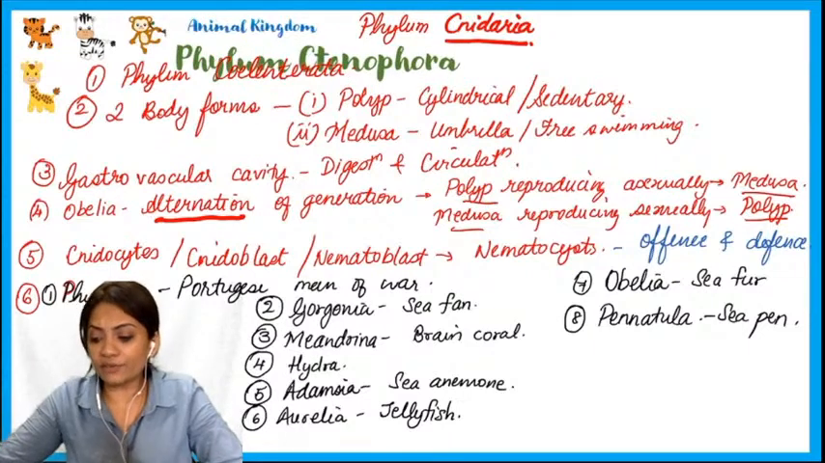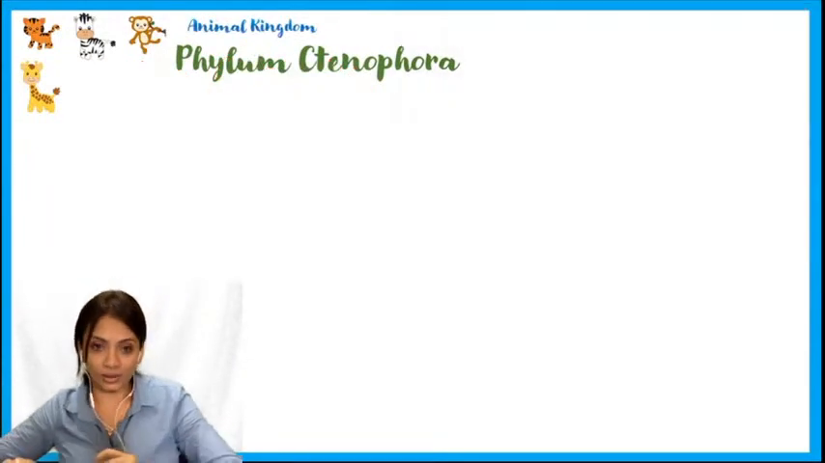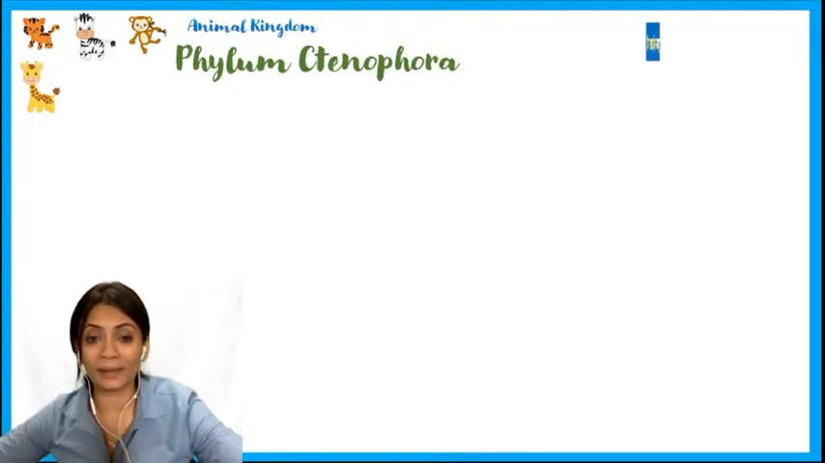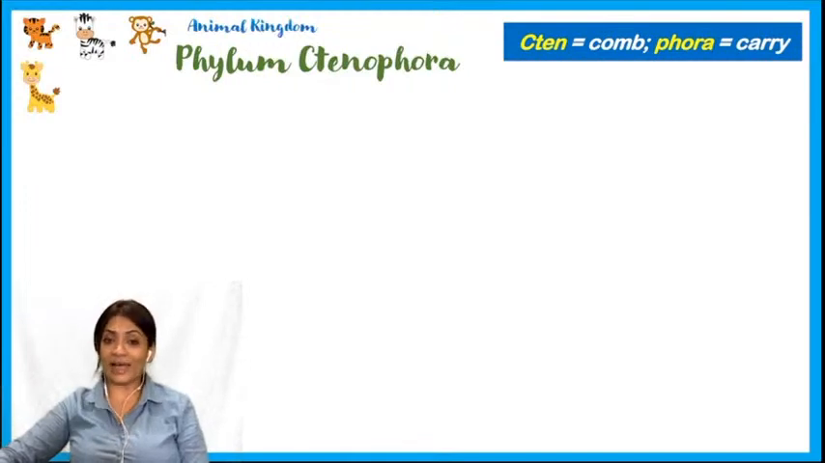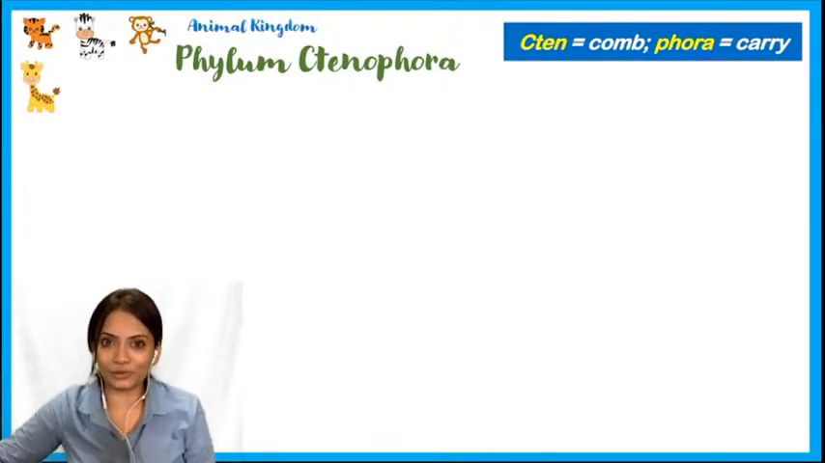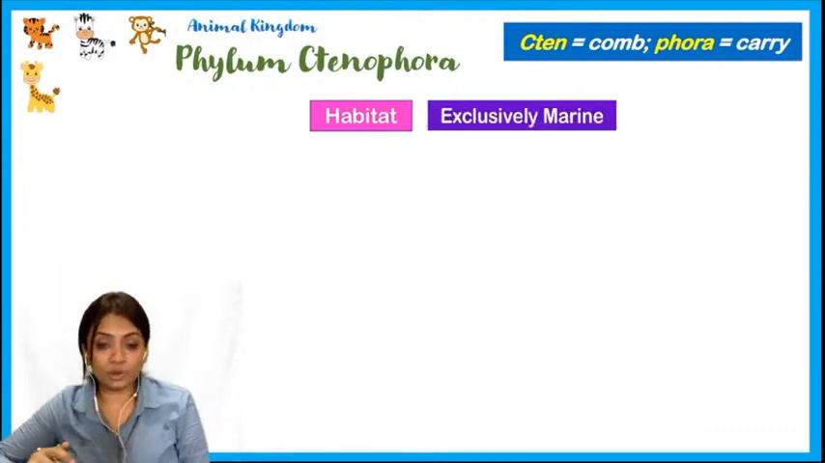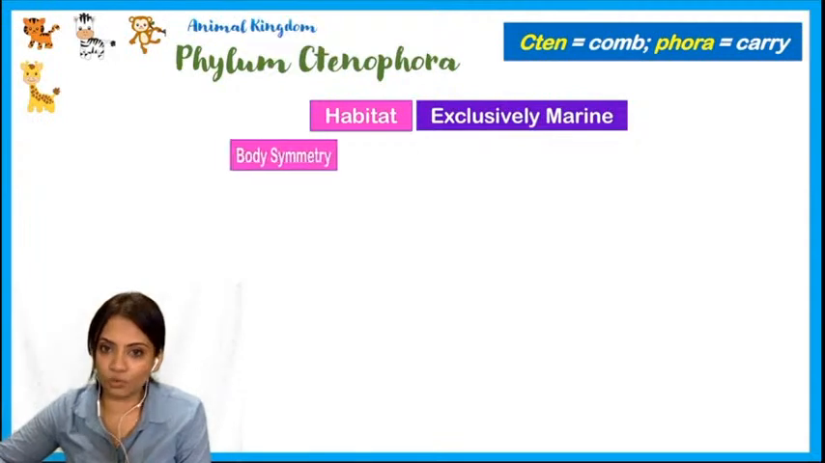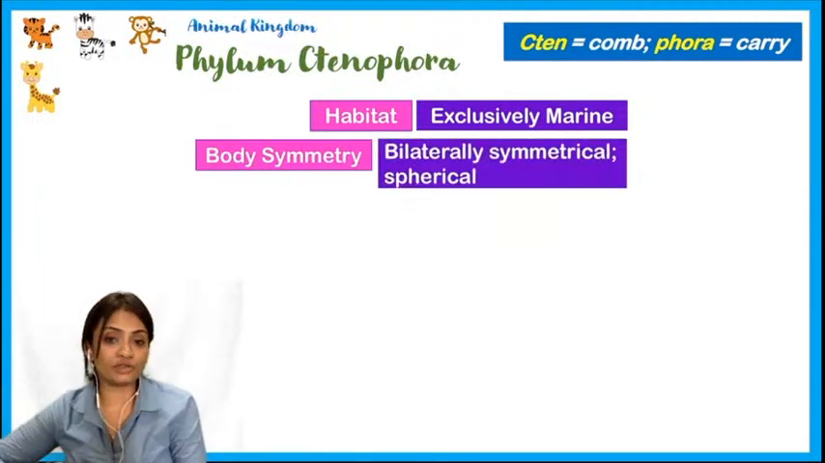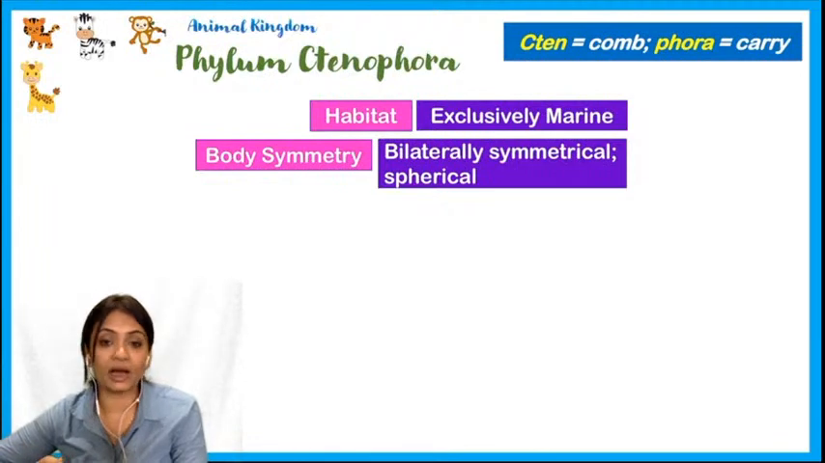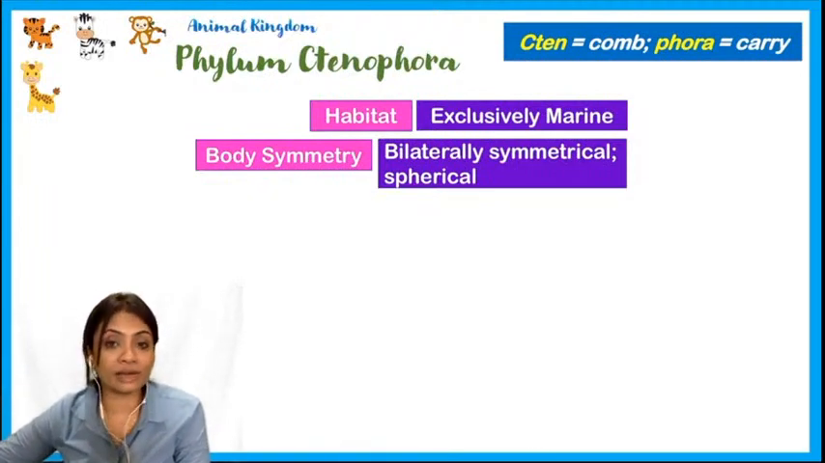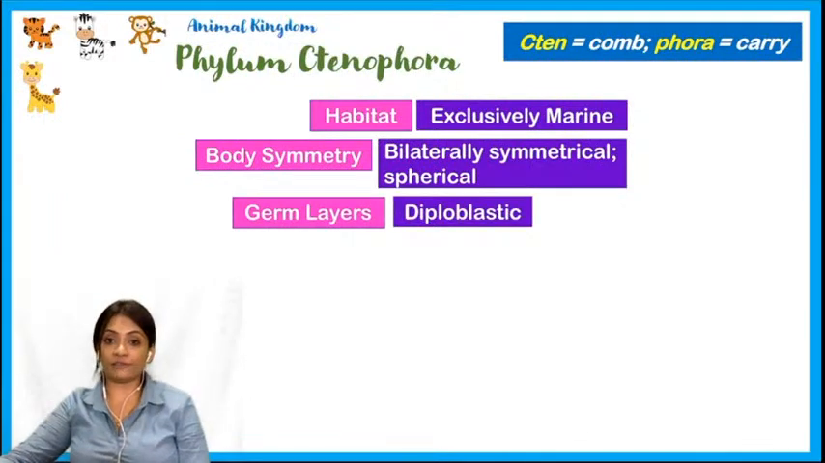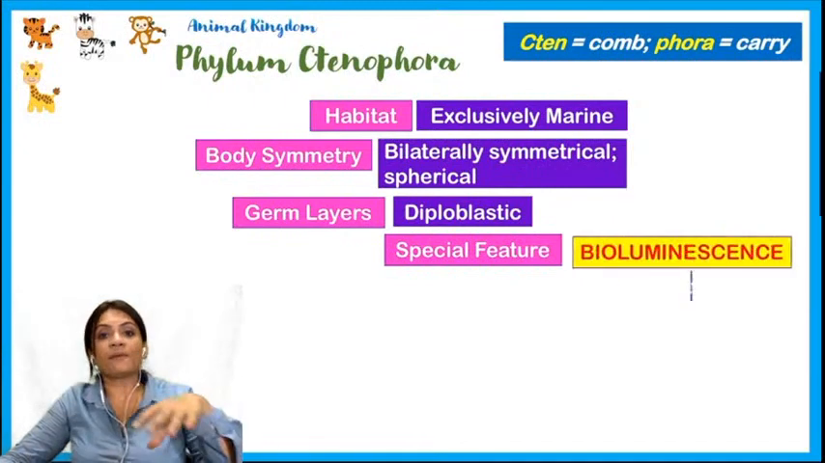So now once we're done with phylum Cnidaria, let us go on and give an introduction to the next phylum, that is Phylum Ctenophora. Okay, it's a very short and a very sweet phylum, and the animals here are extremely beautiful looking. Let's come to the habitat first. These animals are exclusively found in marine water only. The body symmetry here, they are bilaterally symmetrical, they are spherical. Okay, they may also be radially symmetrical too. All right. Now the germ layers here, it is still at the level of diploblastic animals.